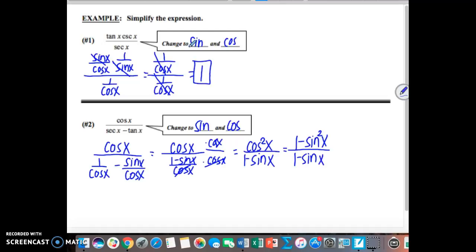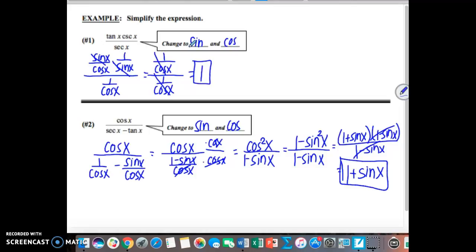Now we can use our factoring skills from algebra. 1 minus sine squared of x can be factored into 1 plus sine of x and 1 minus sine of x. And our denominator will remain the same, so 1 minus sine of x. Notice that we have a 1 minus sine of x in the numerator and denominator, so those two terms will reduce and they will cancel out, and we are just left with 1 plus sine of x. This is as simple as we can go, so we can box up our answer.